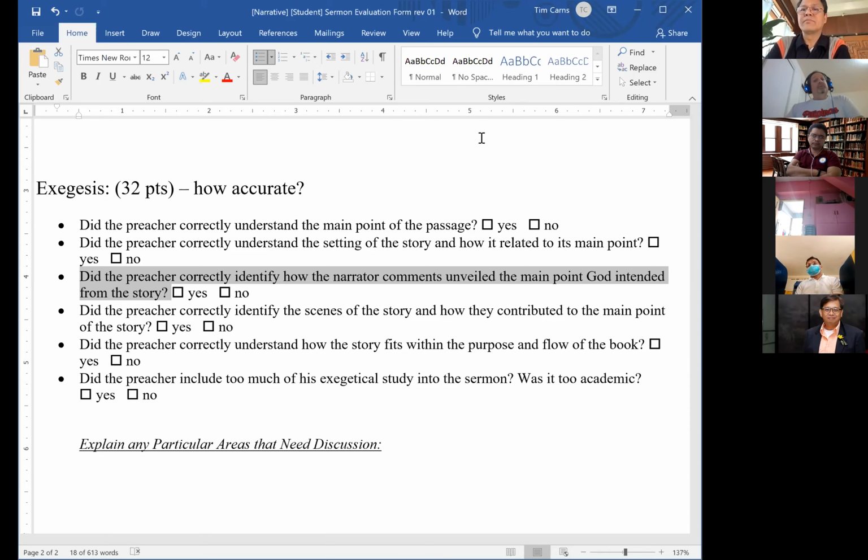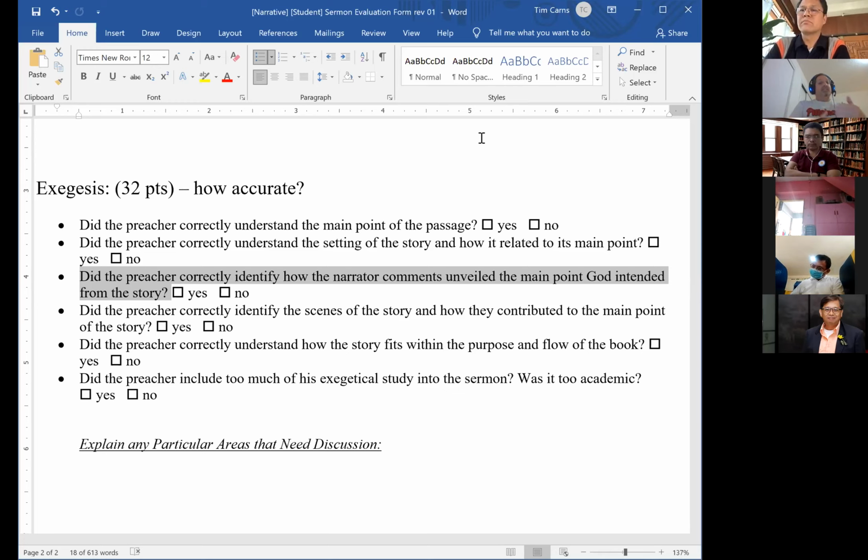Or later when the narrator says, the disciples returned, but they didn't ask Jesus why he was speaking to this woman. That's a significant statement the narrator was giving us. And so again, I'm not saying point out every narrator comment, but you should understand the story well enough to know which narrator comments are significant. And those are ones that you will want to draw the attention of your hearers to.